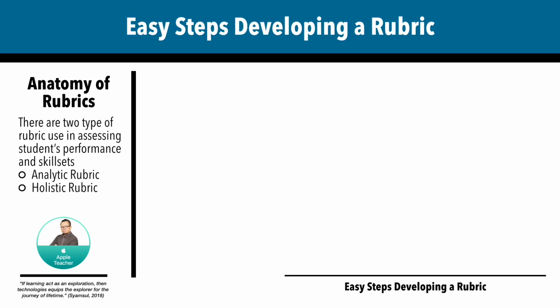Anatomy of rubrics. There are two types of rubric used in assessing student performance and skill set. Analytic rubrics have several dimensions with performance indicators for levels of achievement in each dimension. However, a holistic rubric assesses the whole task according to one's skills and is appropriate for less structured tasks such as open-ended problems or creative products.